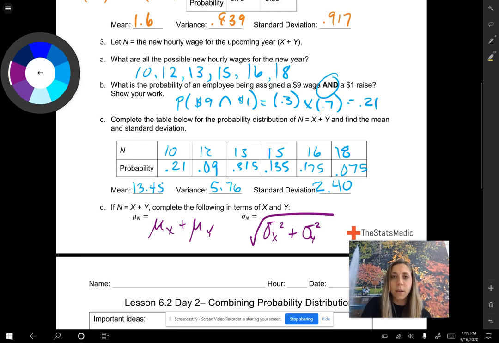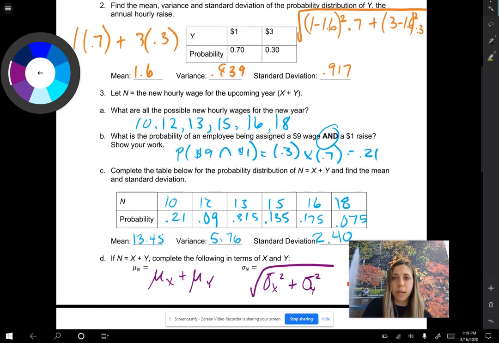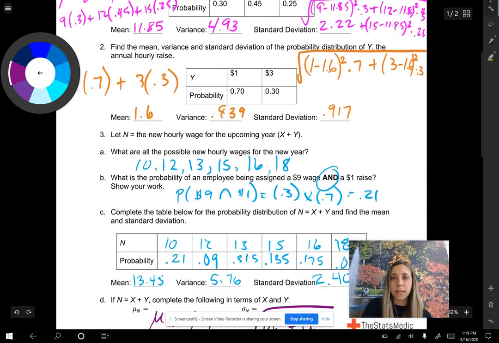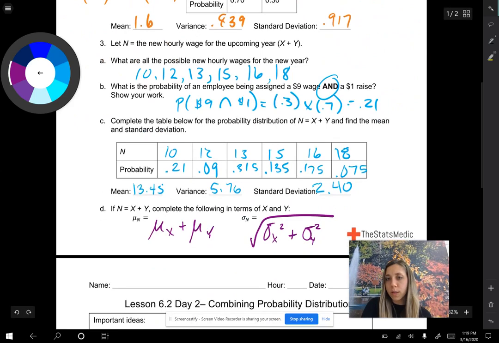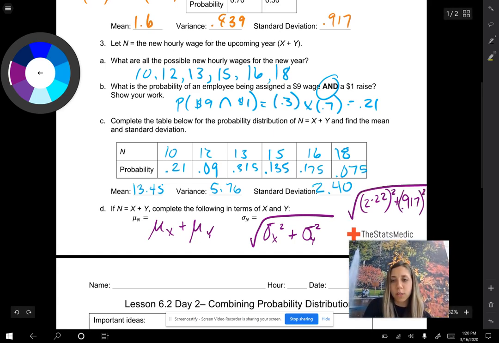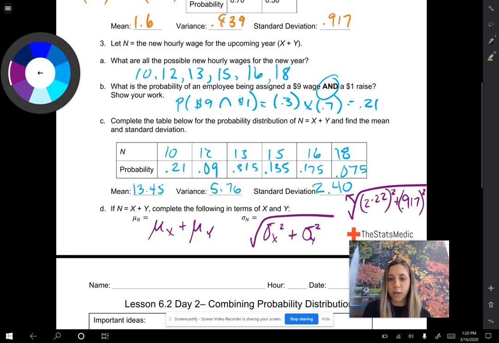So in this case, if you look up at your original distribution, your standard deviation of the wage was 2.22. And you would have to square that, and you would have to add it to the standard deviation, which was 0.917 squared for the hourly raise, and then you would have to square root them in order to get this new standard deviation.